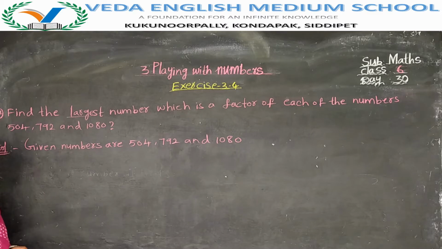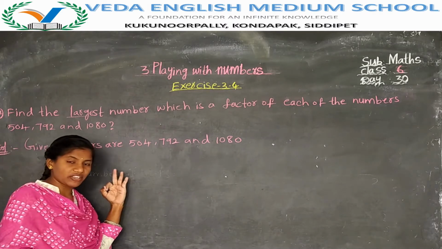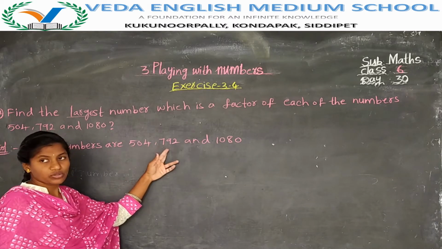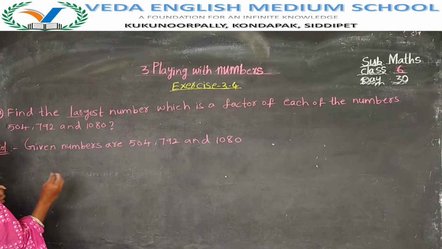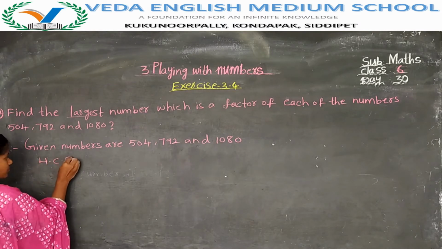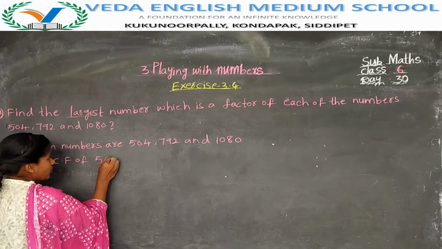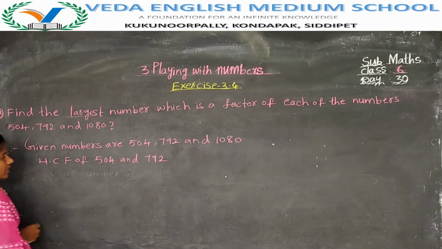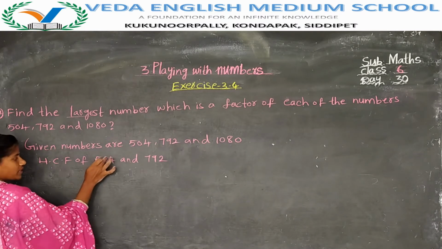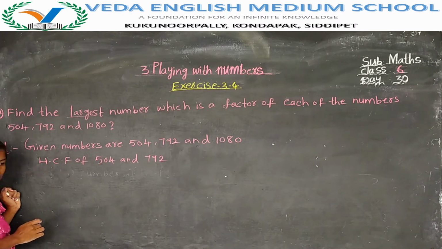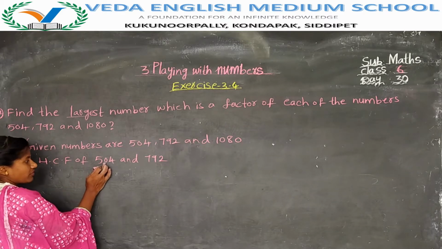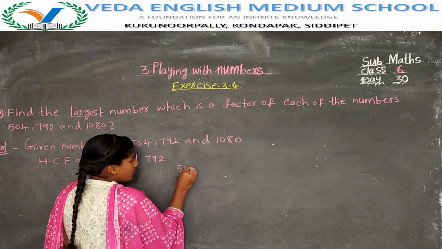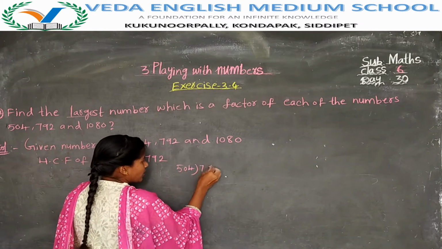In the HCF, what is the first step? If you have three numbers, then you have to choose any two. Now, I will choose these two: the HCF of 504 and 792. What is the second step? Out of the two numbers, you have to choose the smallest number. 504 is the smallest number. The smaller number you take as the divisor, the greater number as the dividend.